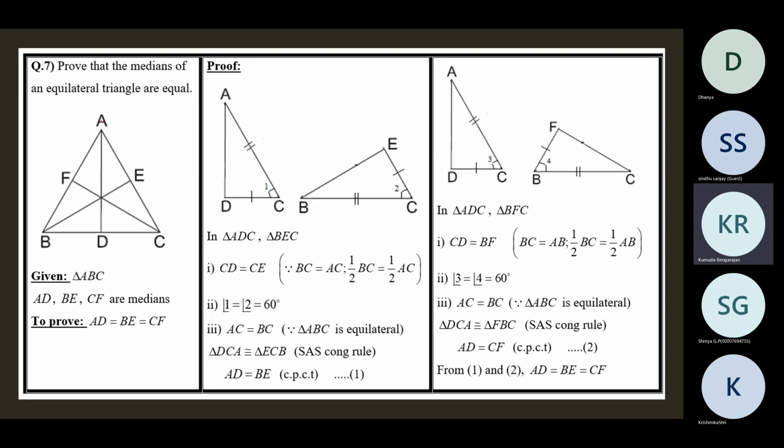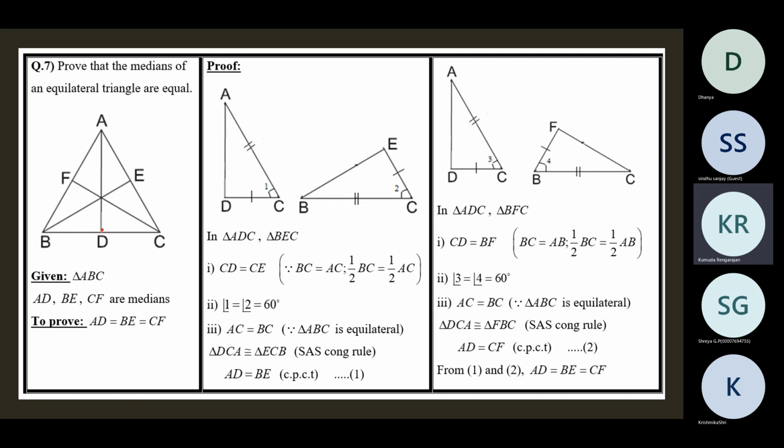Okay, so these are the medians. See here, what is AD? AD is a line segment from the vertex A to the midpoint of the opposite side. Because AD is the median, that means D is the midpoint of BC. And BE is the median. That means E is the midpoint of AC. Understand, children? Yes, ma'am. CF is a median. That means F is the midpoint of AB.